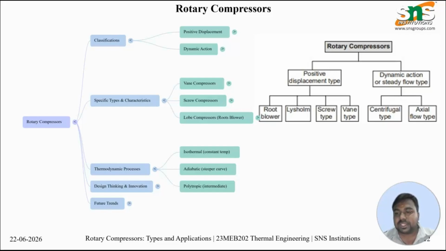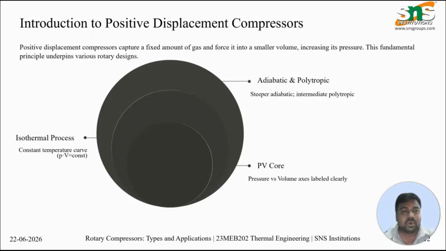Rotary compressors are mainly classified into two types. One is the positive displacement type, and the other is the dynamic action or steady flow type. The positive displacement type is again classified into four types: roots blower, lysholm or screw type rotary compressors, and vane type compressors. The dynamic action type is further classified into two types, centrifugal type and axial flow type. So first, an introduction to positive displacement compressors.